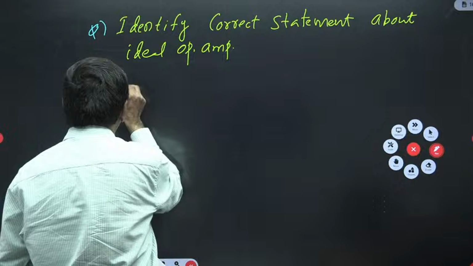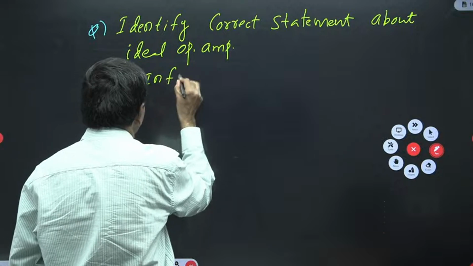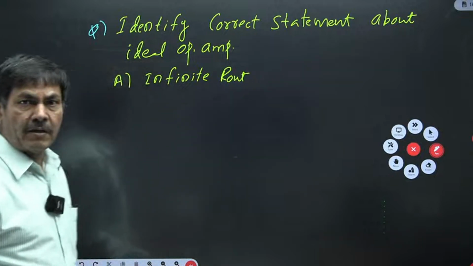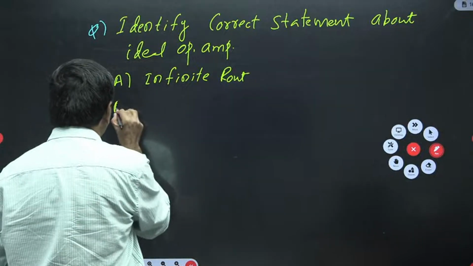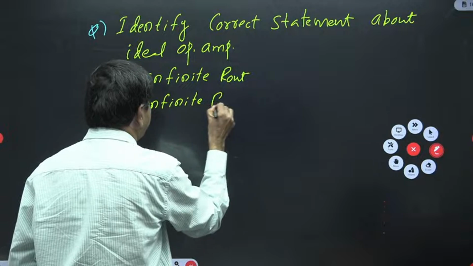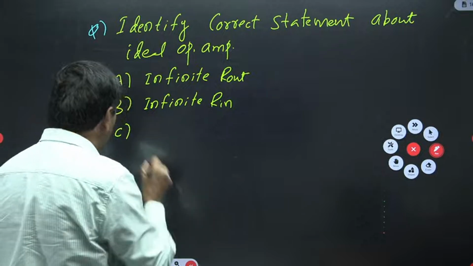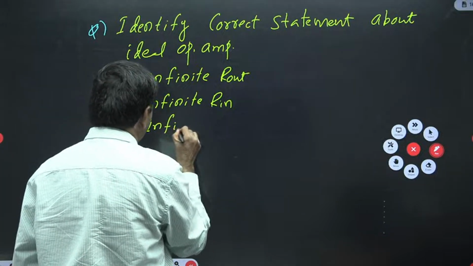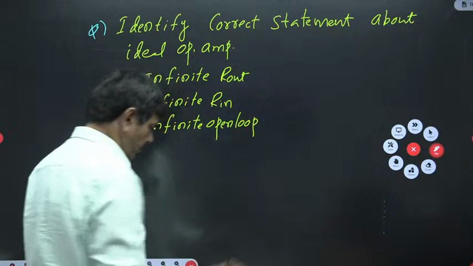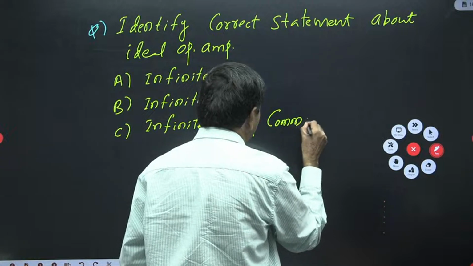Option A is given: infinite gain, infinite R out. Option B: infinite R in. Option C is given here: infinite open loop common mode gain.